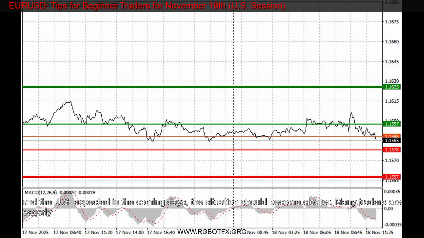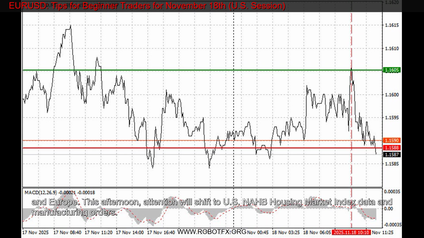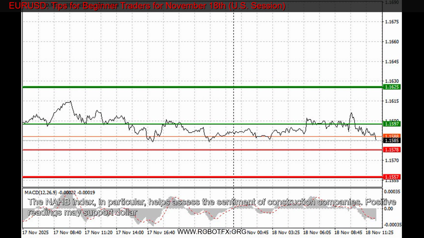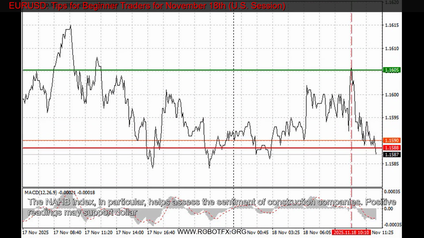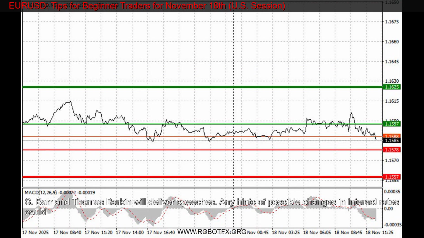This afternoon, attention will shift to US NAHB housing market index data and manufacturing orders. The NAHB index, in particular, helps assess the sentiment of construction companies. Positive readings may support dollar growth, while weaker numbers may negatively impact the US currency. At the same time, FOMC members Michael S. Barr and Thomas Barkin will deliver speeches.